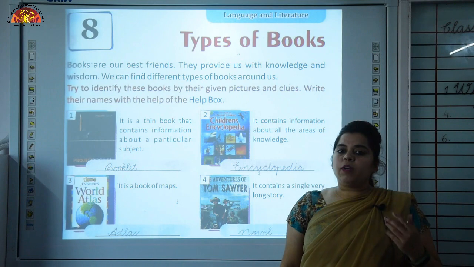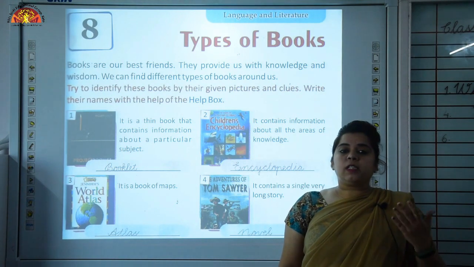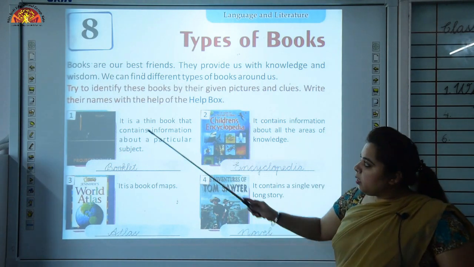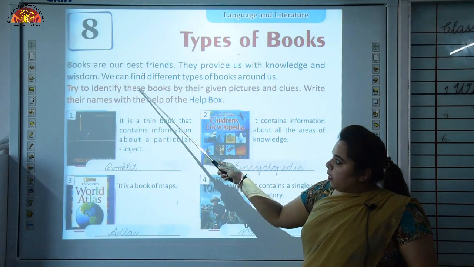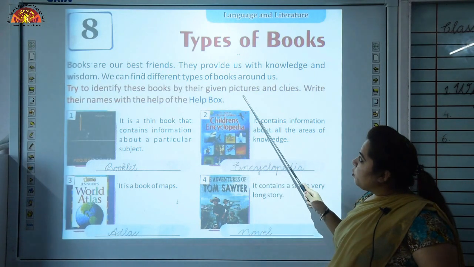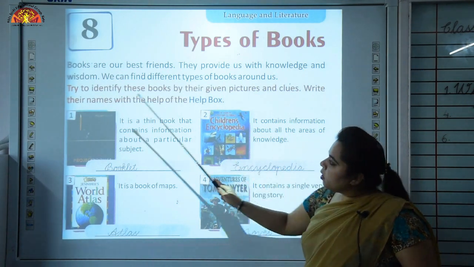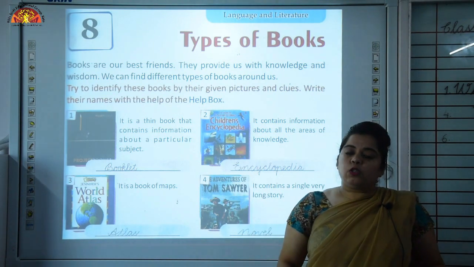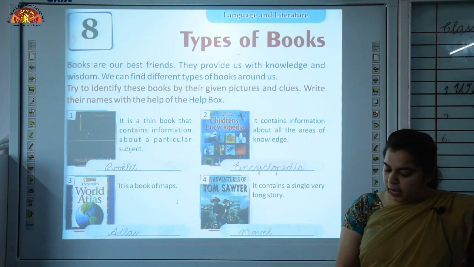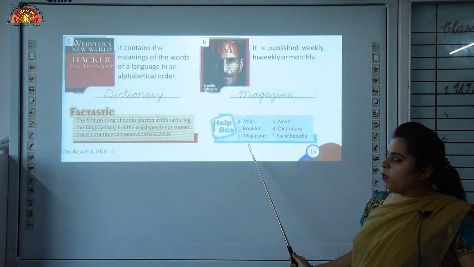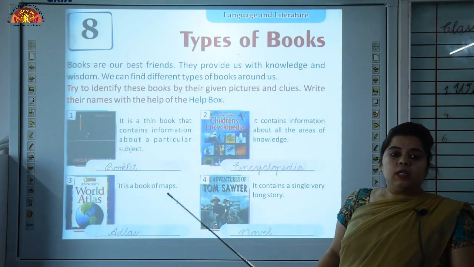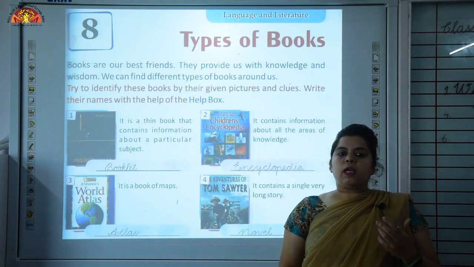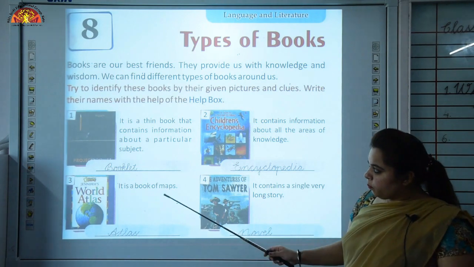So, in this chapter we are going to study various types of books. Let's see. Try to identify these books by their given pictures and clues. Write their names with the help of the help box. Now children, so many pictures are given over here and help box is given over here. So we have to see the clue and we have to identify which type of book is this. Let's see.